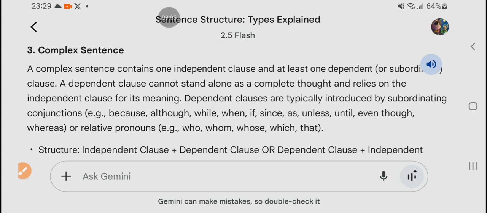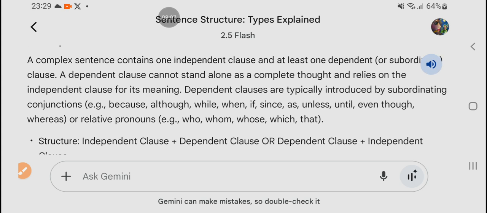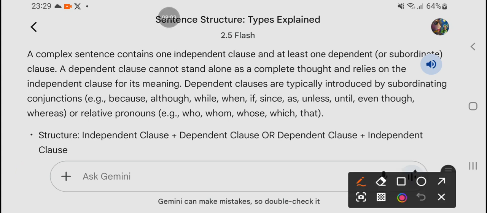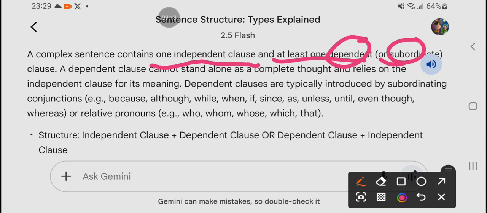Now next is the complex sentence. As the name suggests, a complex sentence contains one independent clause and at least one dependent clause. A dependent clause is also called a subordinate clause.